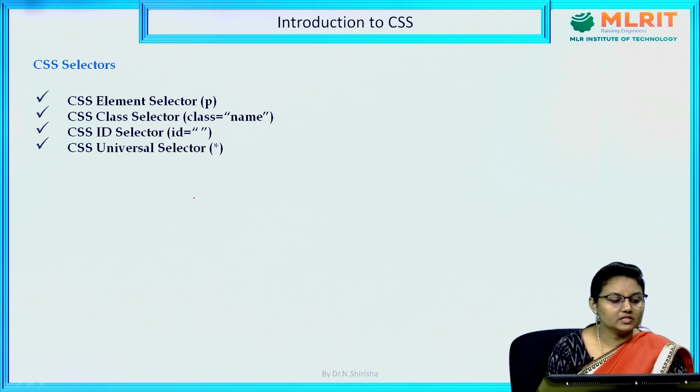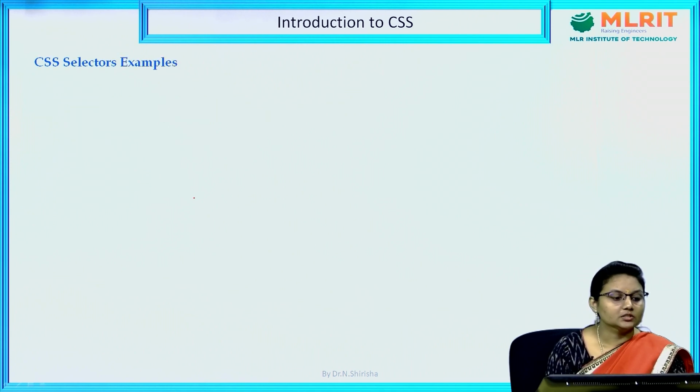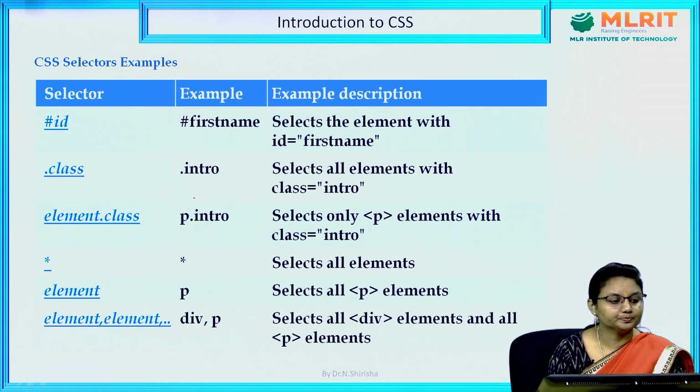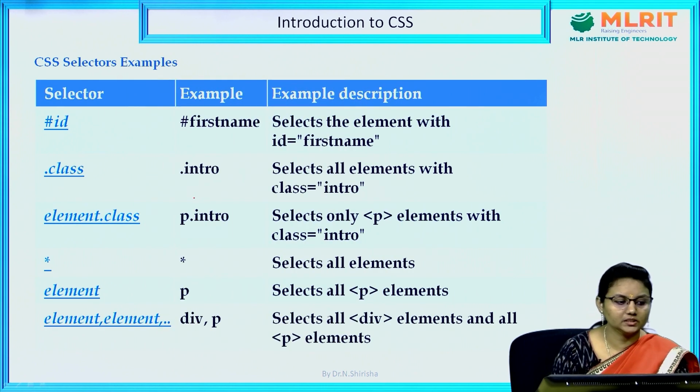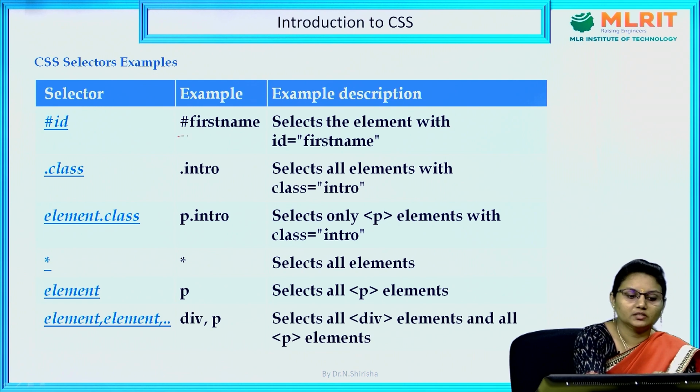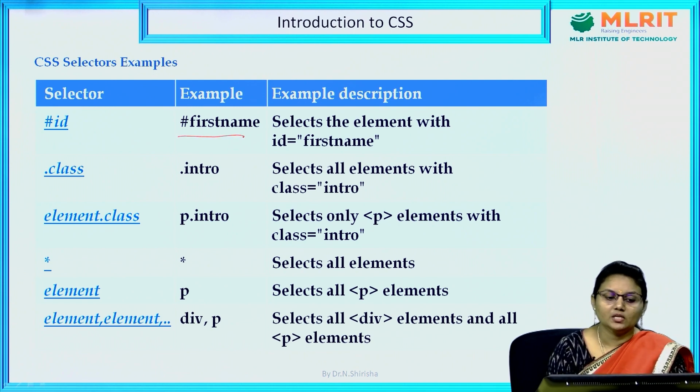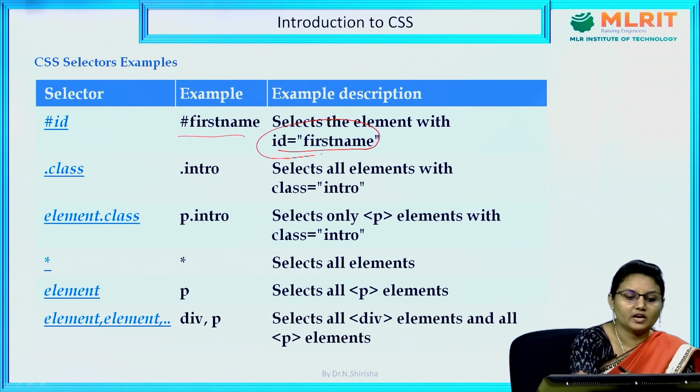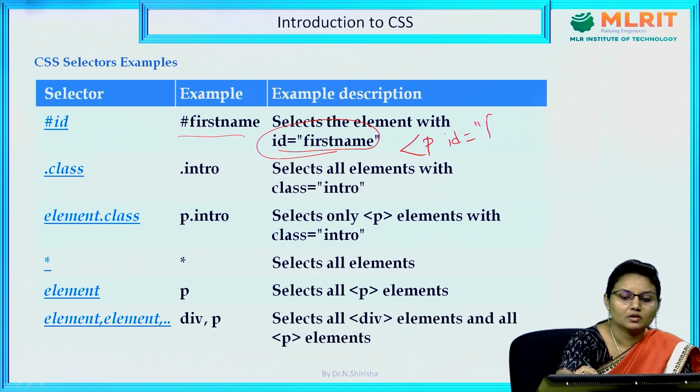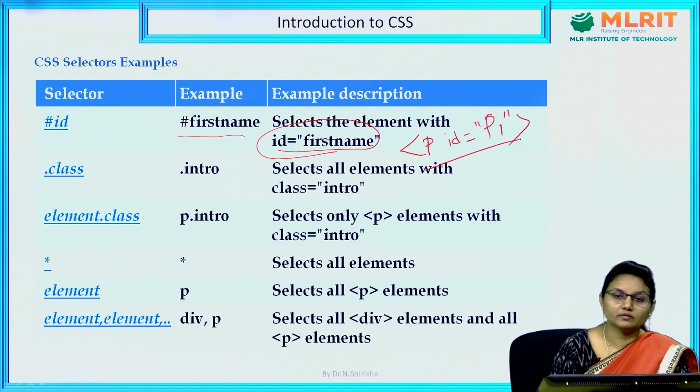So in this way the selectors can be given for each element, or for a class, or for an ID, or star. Multiple tags that are in each class can be assigned a styling. Okay, so we'll see with some examples. Here we have a selector, say the ID. Hash ID is the example that we are giving. So here id equals first name we have assigned. Say P, as I told you, equals P1. So this is how we are giving the ID.